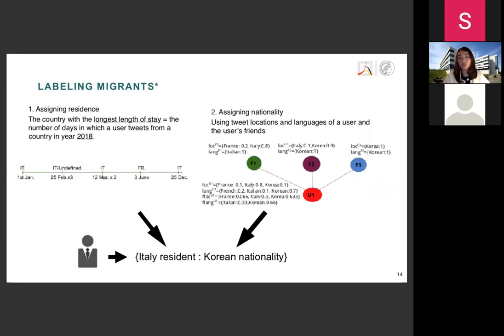And in this case, we saw that the friends of this user mostly tweeted from Korea and mostly tweeted in Korean. And by summing up the total scores of each country for both languages and locations, we obtained the nationality score of the person. And here in this example, we obtained the nationality as Korean. So by simply comparing these two labels, we know whether this person is a migrant or not. In this case, we know that this person that we inferred identified as a Korean immigrant residing in Italy.